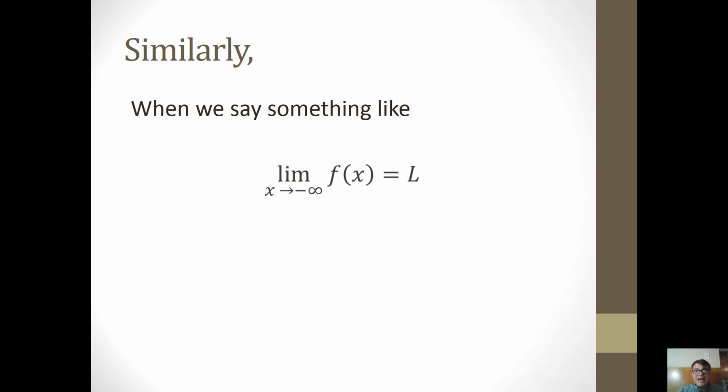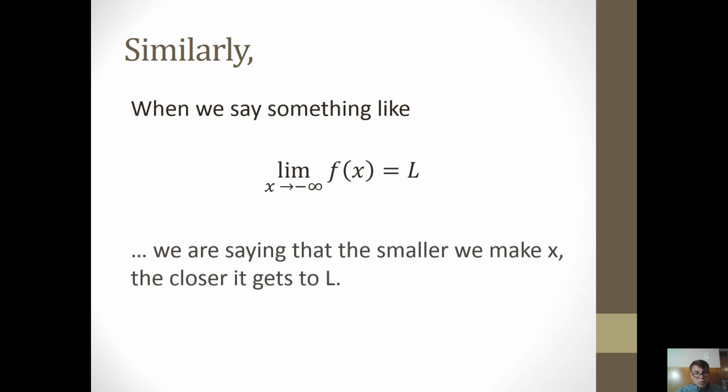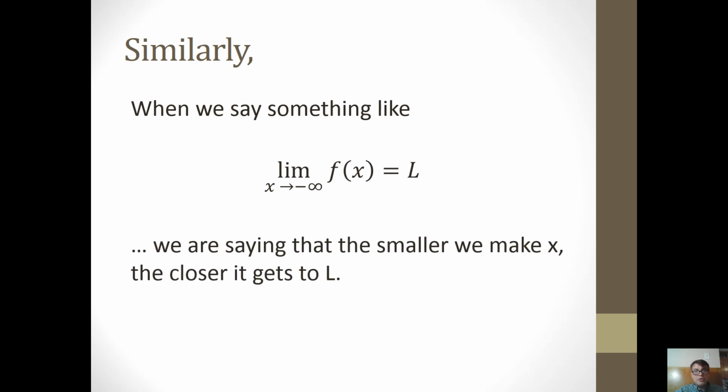So we could do the same thing with negative infinity. We could say that the limit as x approaches negative infinity, whatever the graph is, the smaller and smaller that x gets, it never quite gets to this number, which we call the limit. So the limit as x approaches negative infinity of some function equals L. Again, we're saying that the smaller we make x, the closer it gets to L, but it never actually reaches L. So that's a limit.